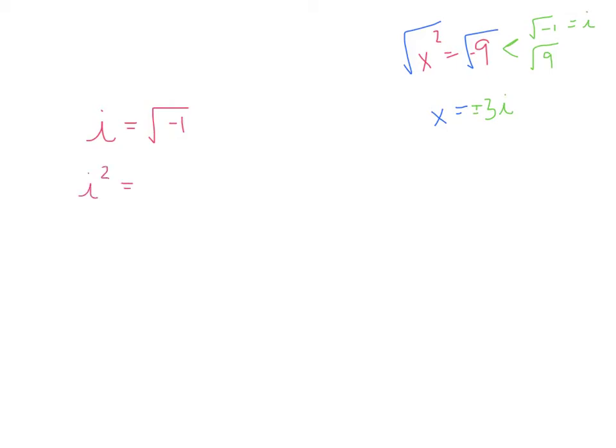In addition to knowing what i is, we also really need to know what i squared is. And i squared is going to be negative 1, because if I square both sides here, the square root and the square cancel, leaving me with a negative 1. It's very important to know these two, i and i squared, and how we're going to be able to use them.